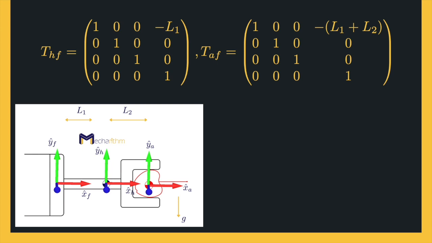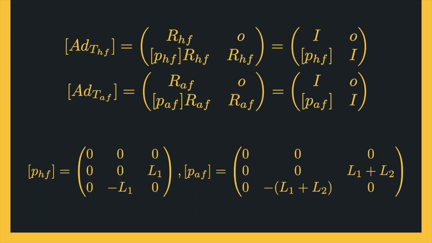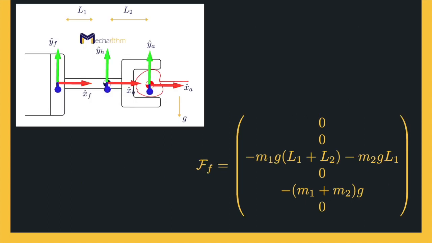Then the wrench measured by the 6-axis force-torque sensor can be calculated as the vector sum of the individual wrenches expressed in the same coordinate frame. The needed adjoint transformations can be calculated using these matrices. And finally, this vector shows the wrench measured by the 6-axis force-torque sensor. Let's see another example.